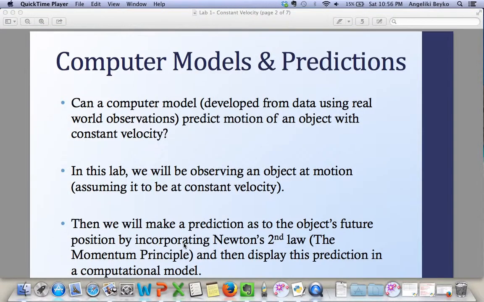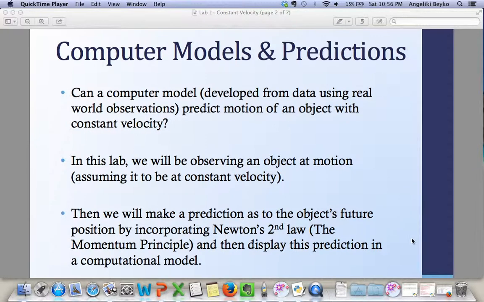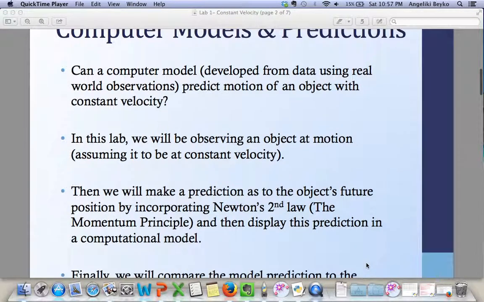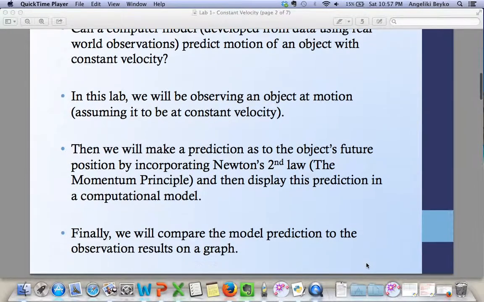So basically we're going to look at whether a computer model developed from data using real-world observations can predict the motion of an object with constant velocity, meaning the net force is 0. In this lab we'll be observing an object in motion, assuming it to be at constant velocity, and then we'll make a prediction as to the object's future position by incorporating Newton's second law, the momentum principle, and then display this prediction in a computational model. Finally, we'll compare the model prediction to the observation results on a graph.